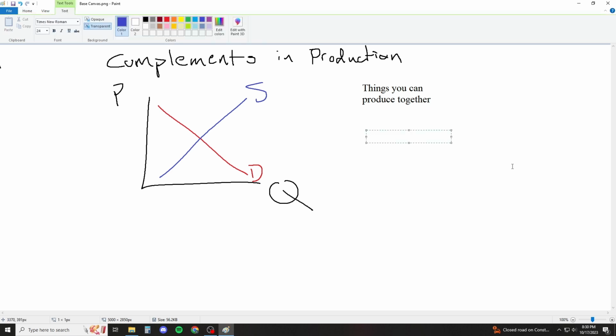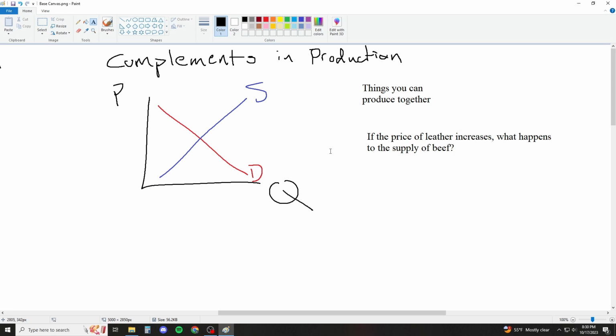Okay, so this one is going to be like, if the price... I'm doing econ in Microsoft Paint, so like that should set the expectations low. If the price of leather increases, what happens to the supply of beef? Let's think about it. You have a slaughterhouse that can make leather and can make beef. All right, if the price of leather goes up, do they want to make more?